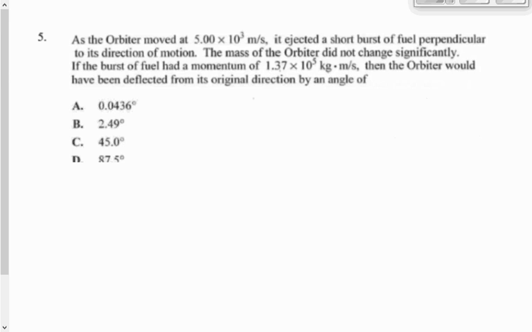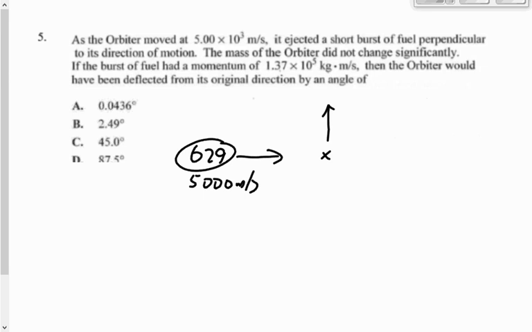I'm going to say the orbiter is going this way at 5,000 meters per second. And this is where it releases the fuel. If it's going to the right and it releases the fuel perpendicular, the fuel is either going to go up or it's going to go down. I'm going to make it go up. That's the fuel. And it has a momentum of 1.37 times 10 to the 5.